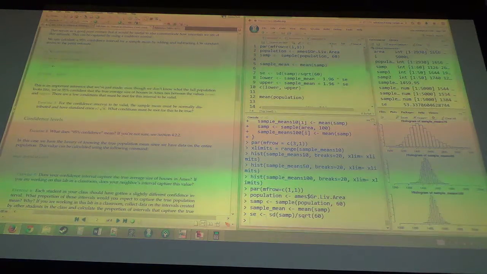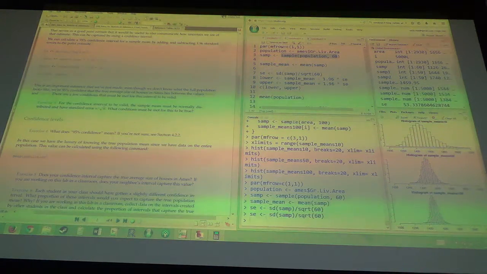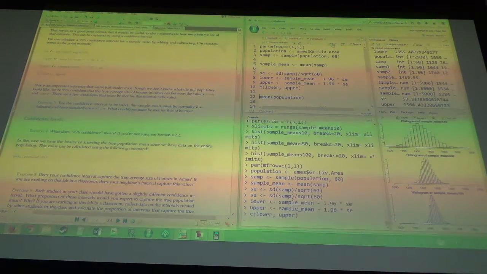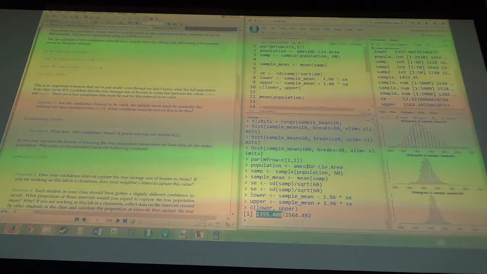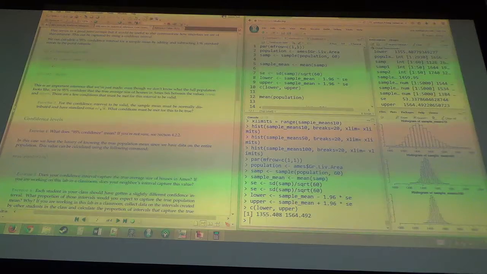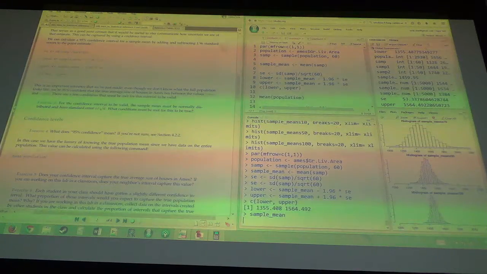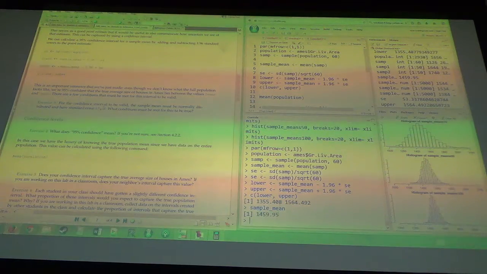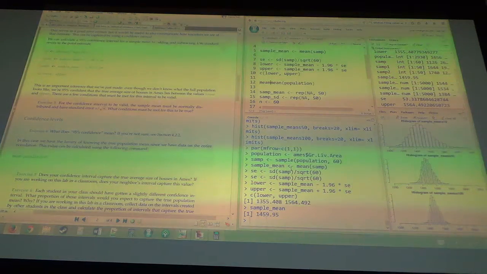Okay, so we're going to run that. We're taking samples in our code, samples of size 60, and so our upper and lower confidence intervals. These are the bounds of our confidence interval, 1355 and 1568, based on our sample, okay? And we didn't actually show what the sample mean was, but the mean of our sample was actually only 1459.